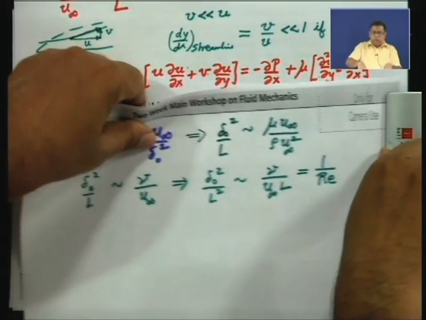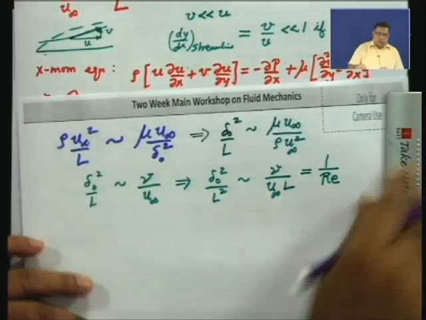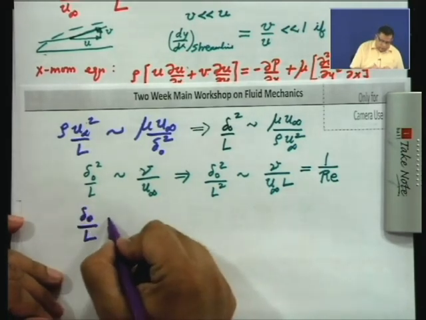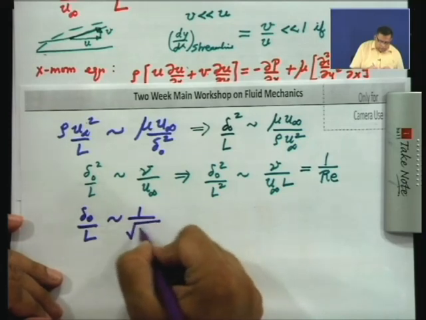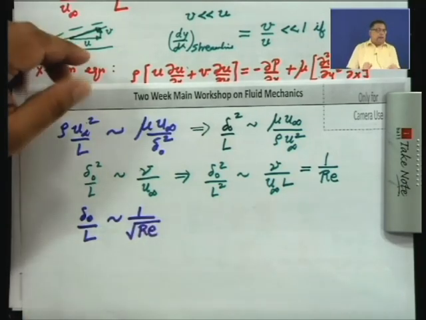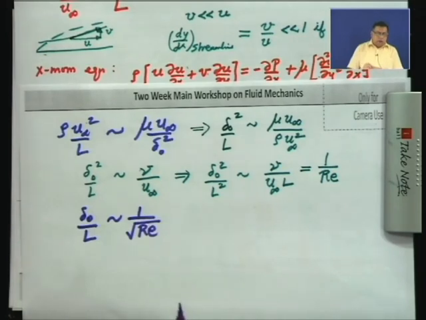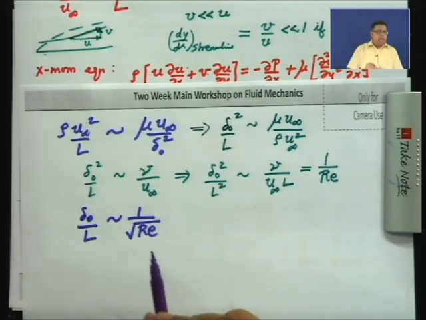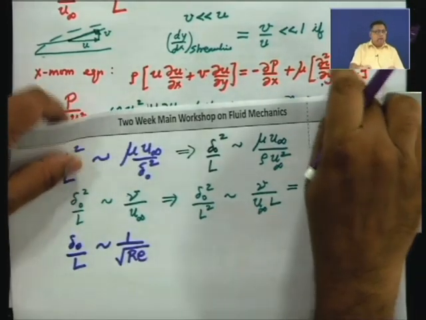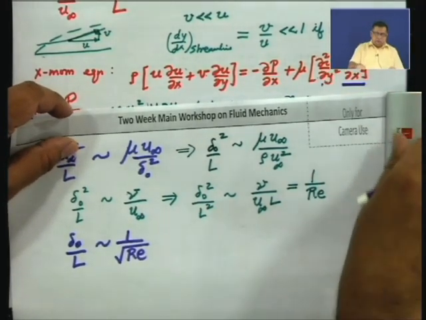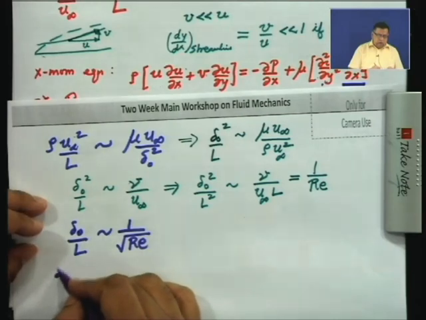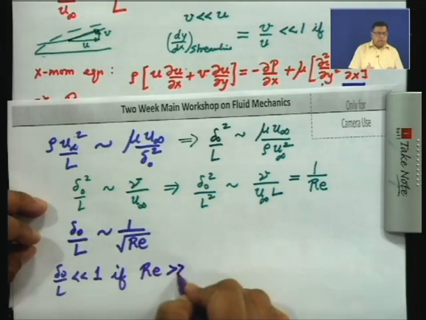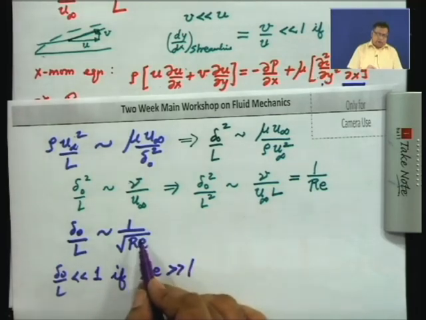So, if we take the square root of this, we find that delta naught by L is order of 1 by root of Re. Now, we can answer the question under what condition delta naught by L is much less than 1. That is something we have already assumed in the order of magnitude analysis when we neglected this term in the equation. So, delta naught by L is much less than 1 if Re is much greater than 1, because you have root of Re in the denominator over here.